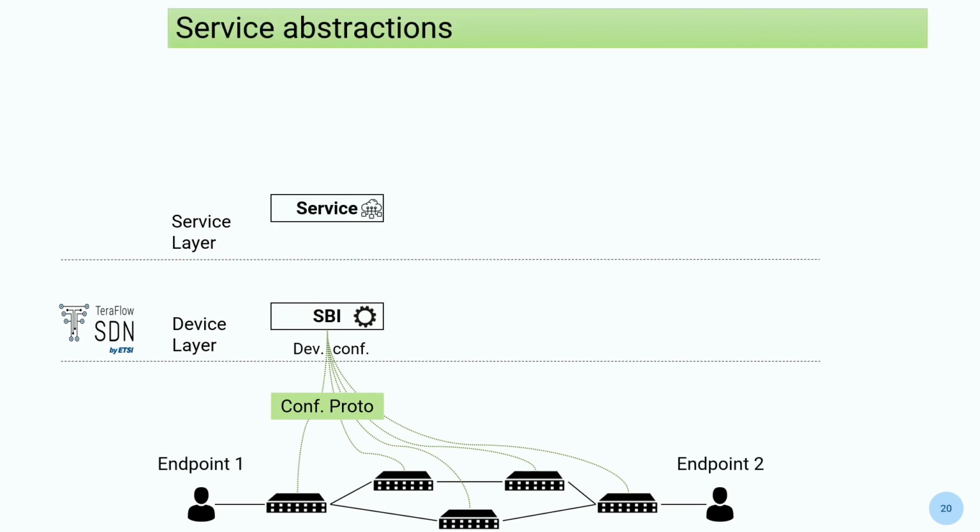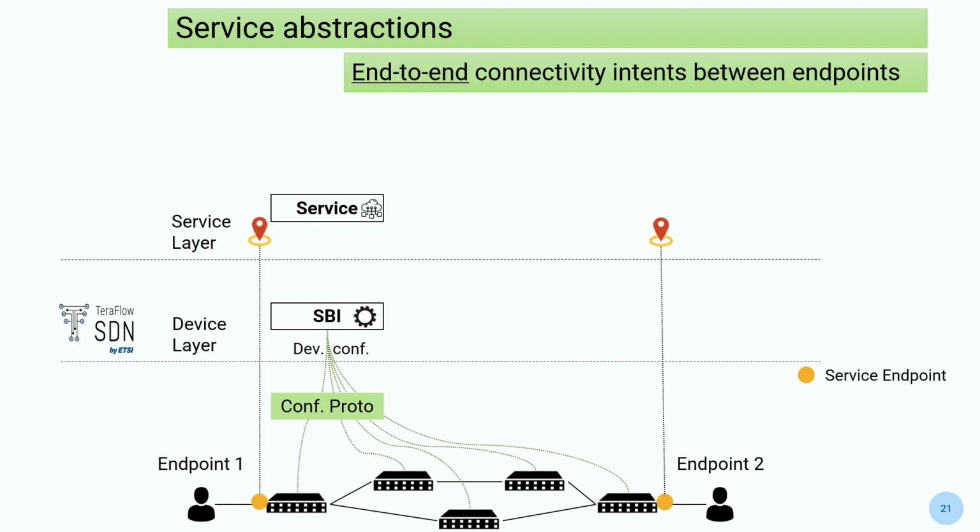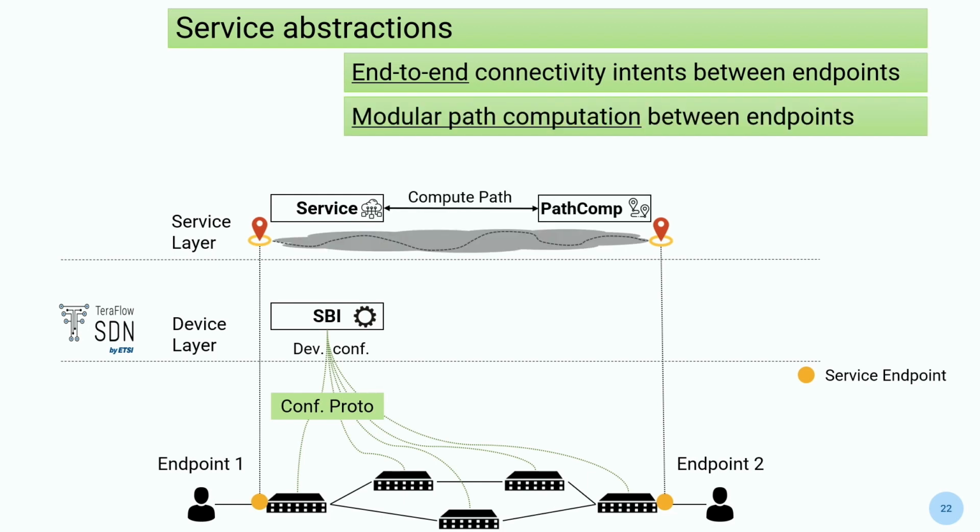So what kind of abstraction would we like to introduce through this service layer? The first important abstraction is, as I said earlier, the ability of a user to specify end-to-end connectivity intents between any endpoint in the network. This is very crucial. The second ability is, okay, we have already found point A and point B, and we would like to establish a connectivity.